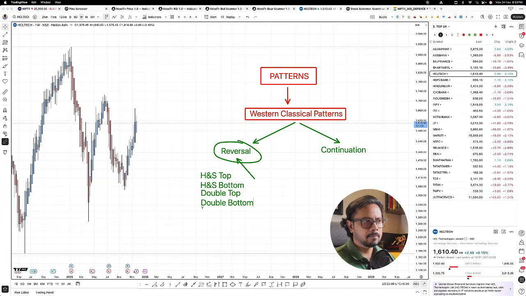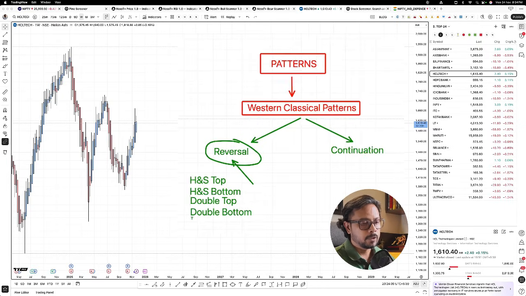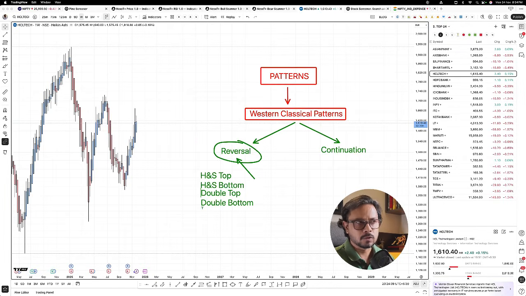Of course, there are many more patterns than just these 4. By the way, I think I have shared this in one of my videos earlier. But if you really want to know more about patterns, Thomas Bulkowski's book, Encyclopedia of Chart Patterns, is a brilliant source when it comes to this kind of information and understanding. So, without wasting much time, let's dive into what exactly is a head and shoulder top and a head and shoulder bottom.